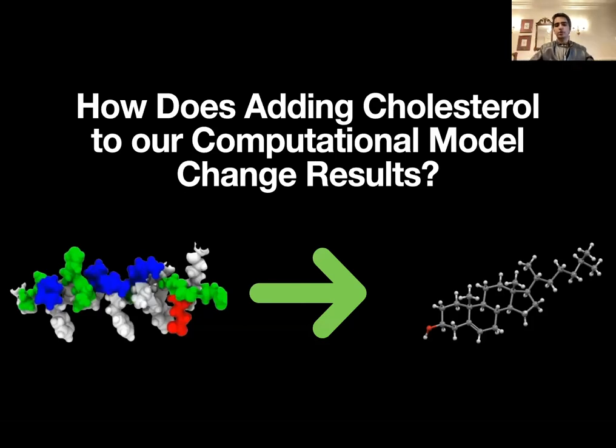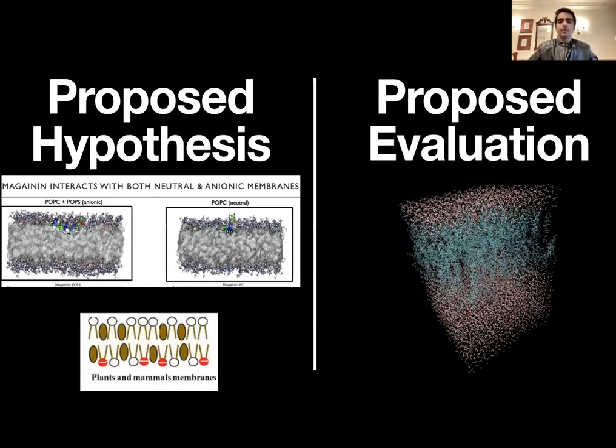So going back to my research question: how does adding cholesterol to a computer model change the results? What do you expect to see, and why is it exciting to do research like this? The proposed hypothesis is, how does cholesterol affect our model? In this image, the first one is from my mentor Kevin's previous work. He did similar work, but he didn't use cholesterol.